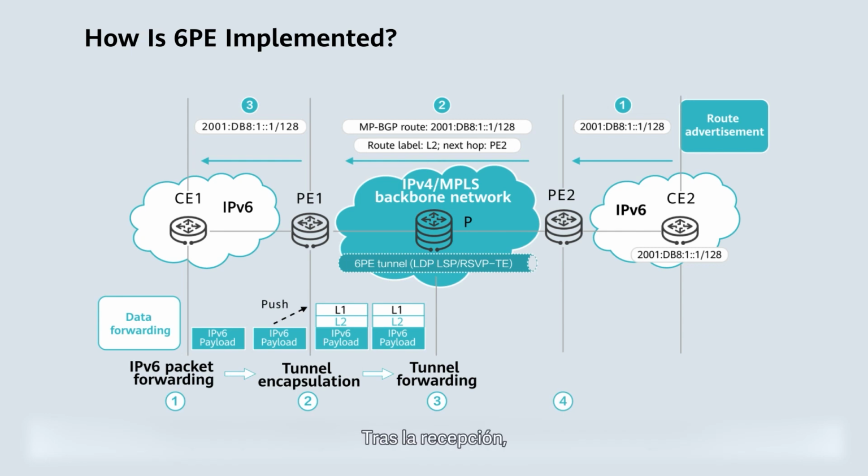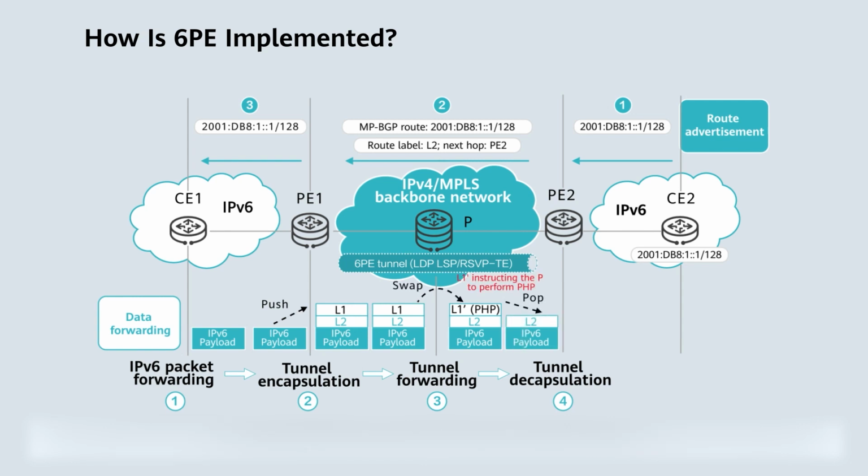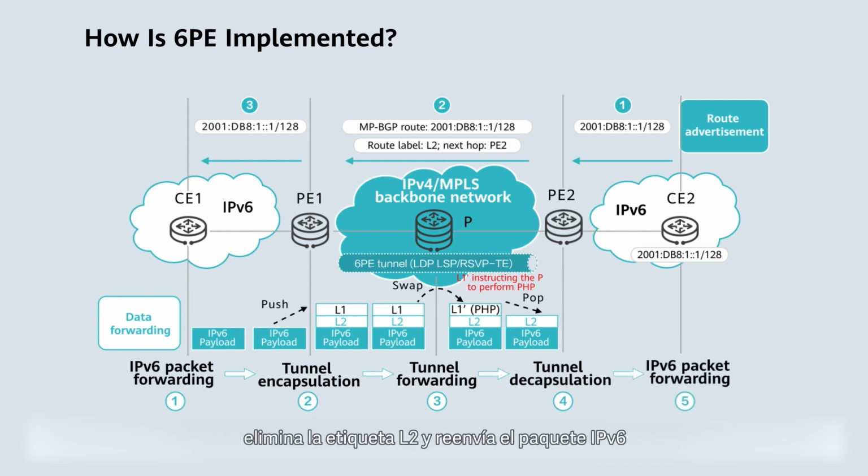Step 4. Upon receipt, the P swaps the outer label of the packet and then performs PHP to remove outer label L1. Step 5. After PE2 receives the packet, it removes the L2 label and forwards the IPv6 packet to CE2 based on the destination address of the packet.